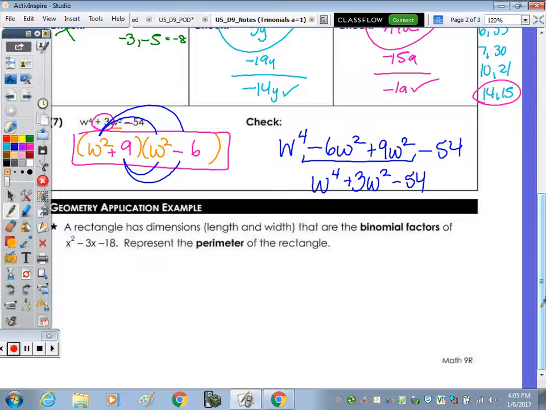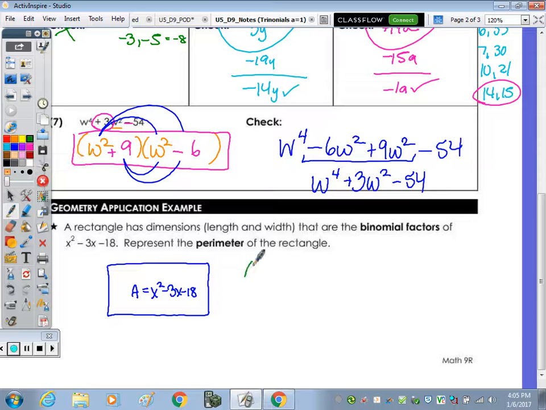Last is an application to geometry. We have a rectangle that has dimensions length and width that are the binomial factors of the area. So the area is equal to x squared minus 3x minus 18. They want to know what we multiplied. And then I need to, with those dimensions, calculate the perimeter.